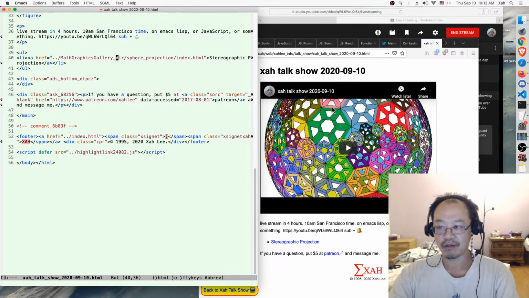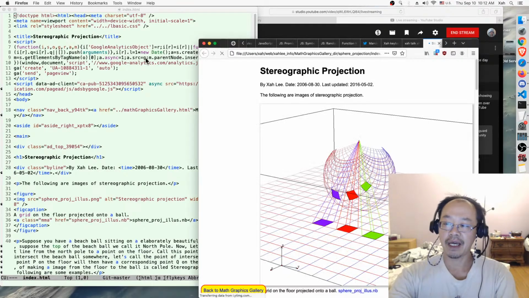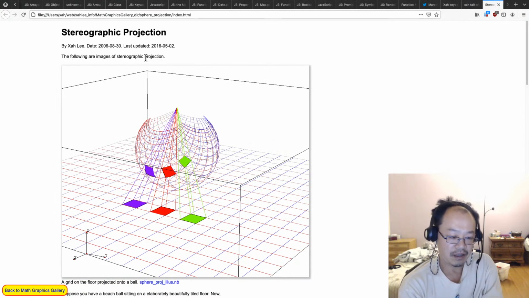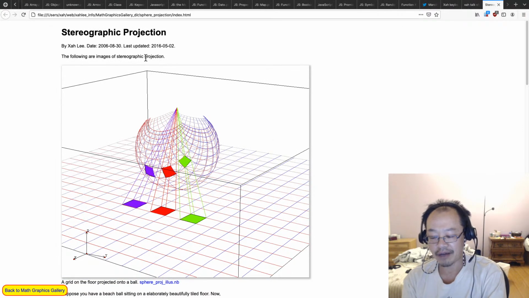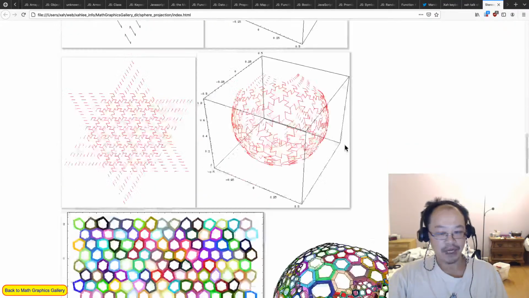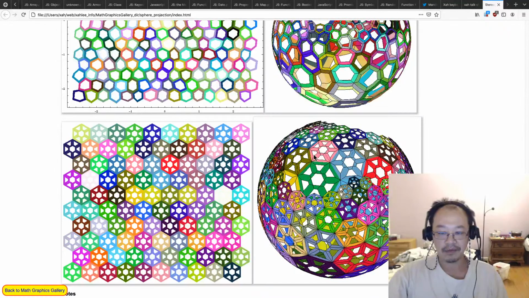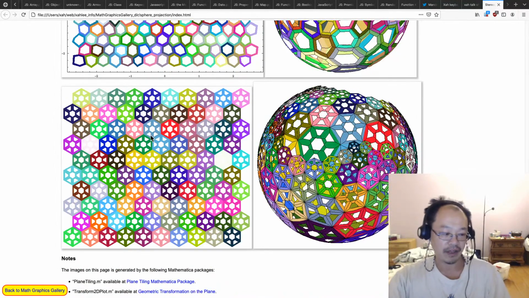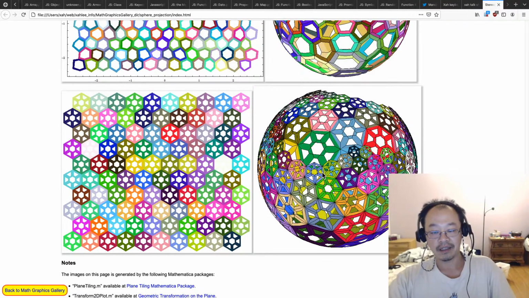The math graphics gallery. Okay, so you go there. Let me talk about mathematics. That's a fantastic topic. Now this is called stereographic projection. And the picture in the background is the one at the bottom. You see, you begin with this image, then you do the stereographic projection, then project them onto a board, then you get this. That's the background image.